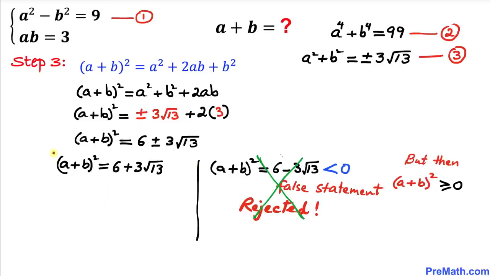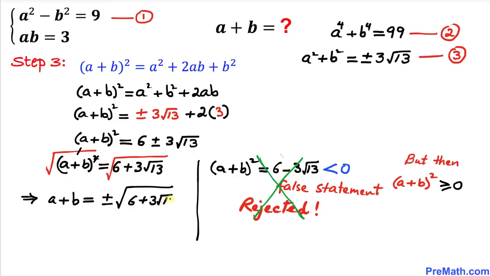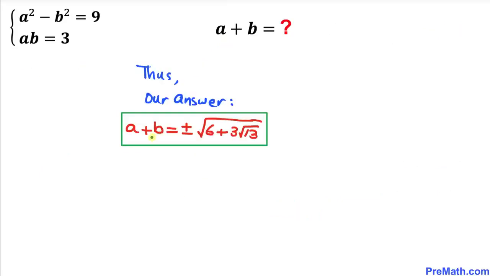And now let's go ahead and take the square root on both sides. Here this square and square root undo each other, so we simply got a plus b turns out to be positive or negative square root of 6 plus 3 times square root of 13, and that is the value that we were looking for. So thus our a plus b value turns out to be positive or negative square root of 6 plus 3 times square root of 13, and that's our final answer.